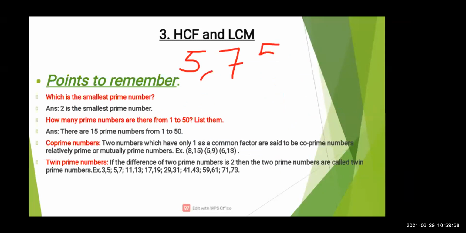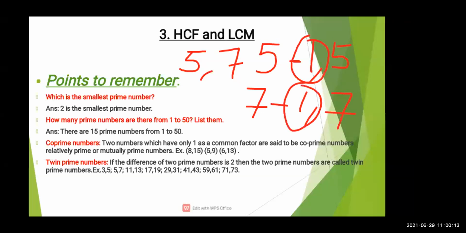Now what is the 5 factor? That is 1 and 5. What is the 7 factor? That is 1 and 7. दोनों का कॉमन क्या है? 1. Now difference is what? 5 and 7 का difference is what? Difference is 2.